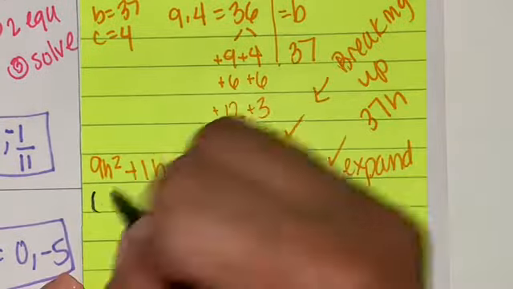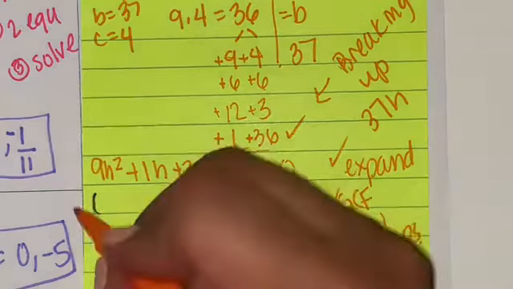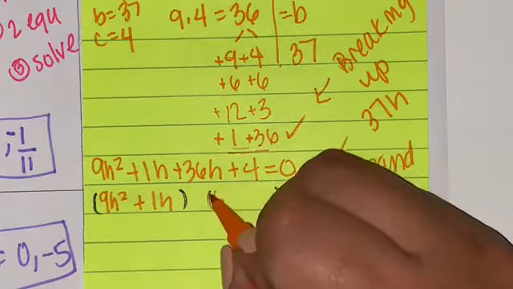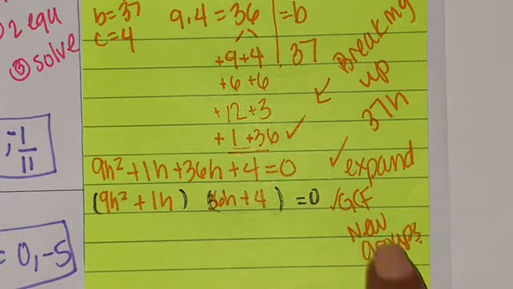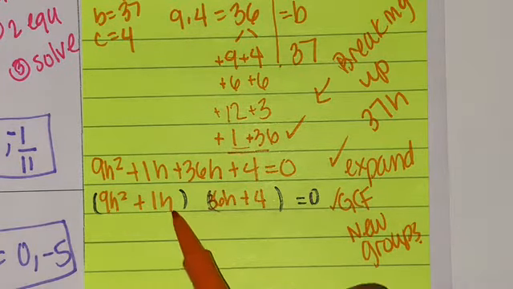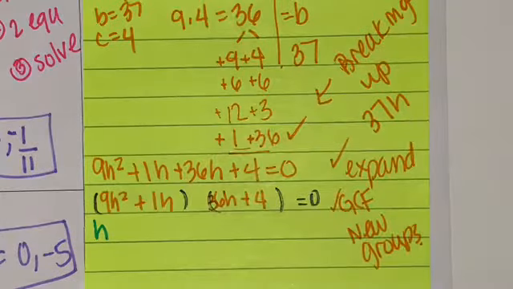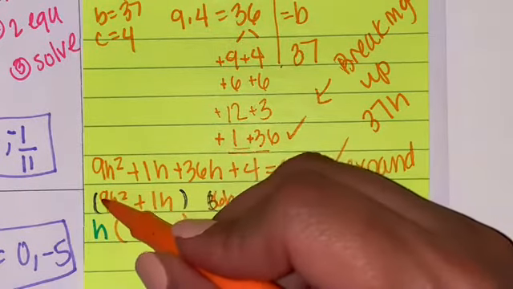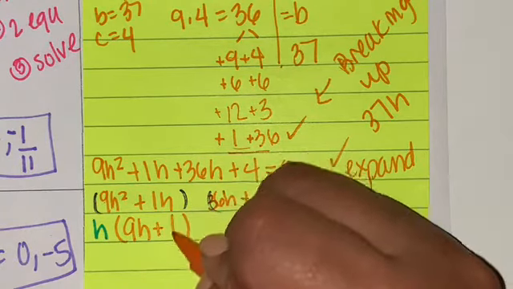So let's make our new groups. And all this is still equal to 0. So we're going to say 9h squared plus 1h, 36h plus 4. And then you're going to factor out a GCF. In this first case, my GCF is going to be h. So I'm going to say that I have h is my GCF. My group is going to become, this is my group, 9h squared divided by h is going to be 9h. 1h divided by h is going to be plus 1.